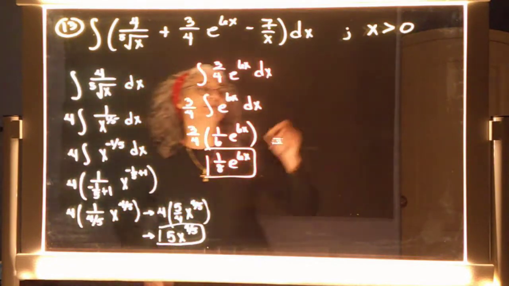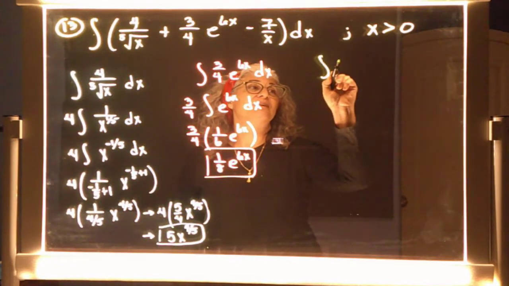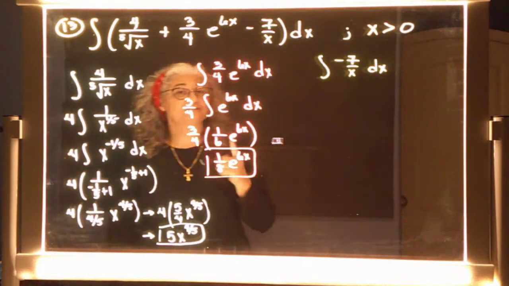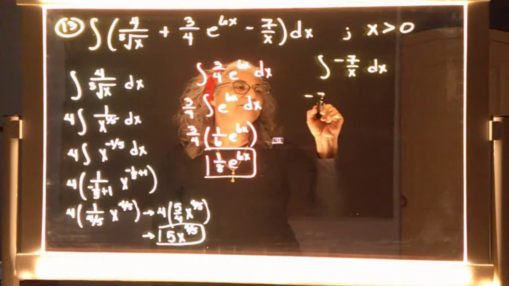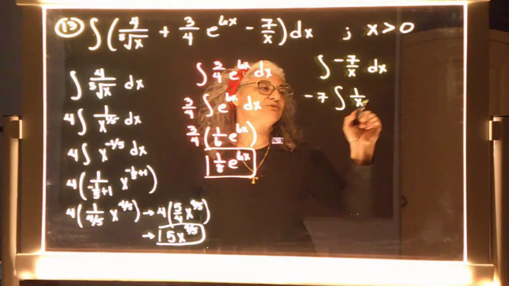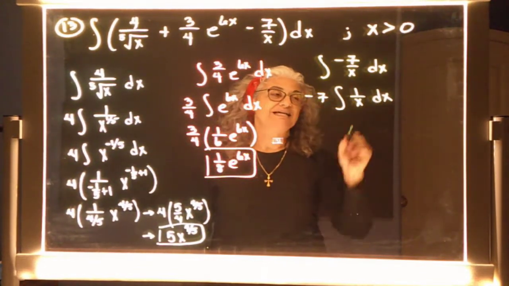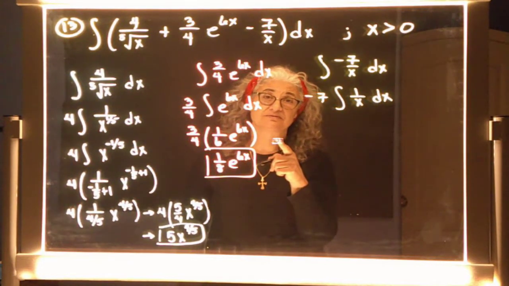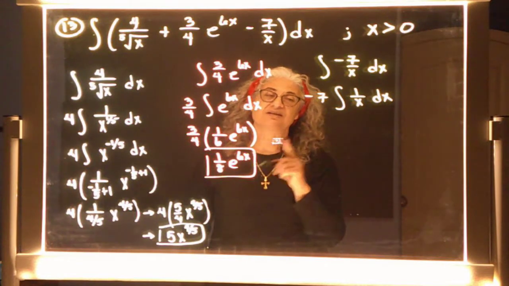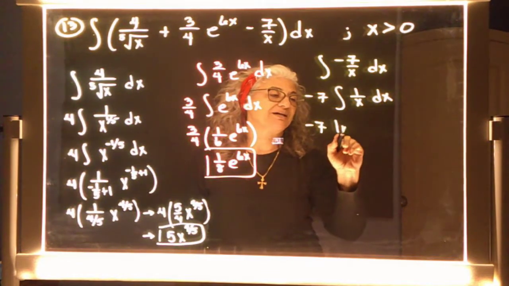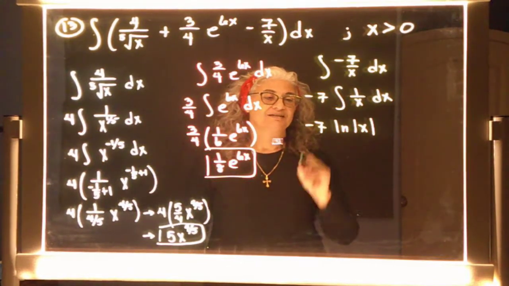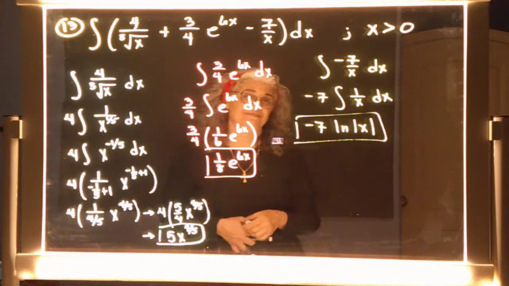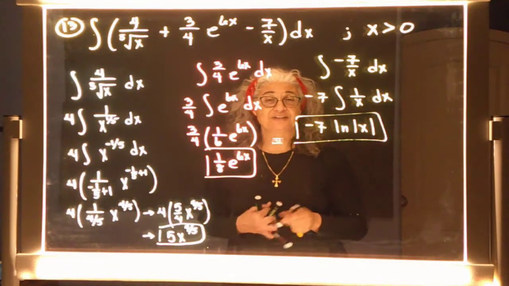Got one more term, don't we? The antiderivative of negative 7 over x dx. So, good, take out the negative 7. I'm taking the antiderivative of 1 over x. Since x has a power of 1, do I use the power rule? Good, you don't. You use the natural log rule. Excellent. And there is the antiderivative of term number 3. Ready to put it all together for the final answer?